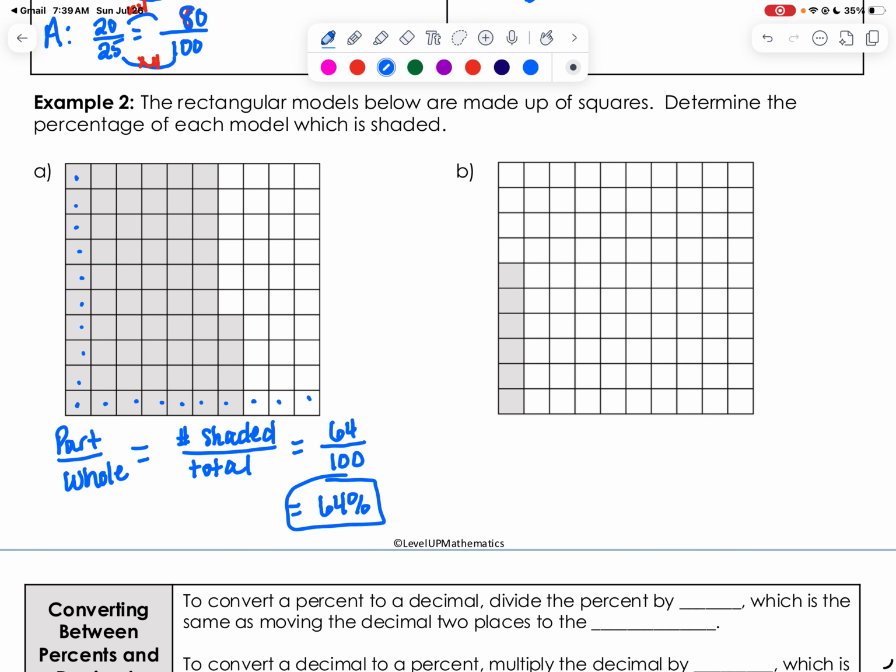All right. Try problem B on your own. Pause the video. Then when you're done, press play to check your answer. All right, welcome back. Let's see how you did. 1, 2, 3, 4, 5, 6. So in this problem, 6 out of 100 squares were shaded. So that would be 6%.